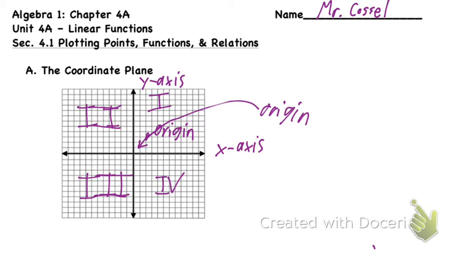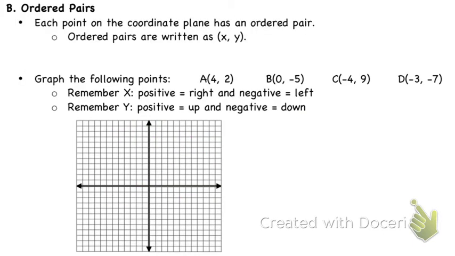So, for the x-axis, if this is 0, which way is positive? To the right. Very good. Just like a number line, right? We just got done doing some number lines in our last chapter. And so left is negative. For the y-axis, which way is positive? Up. Very good. Positive is going up. Negative is going to be going down, okay? So that was section A.